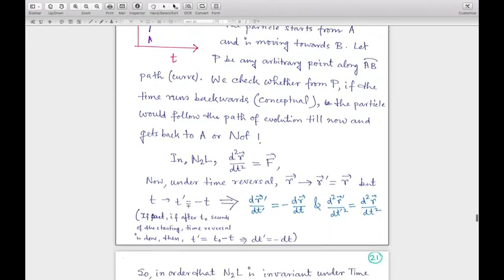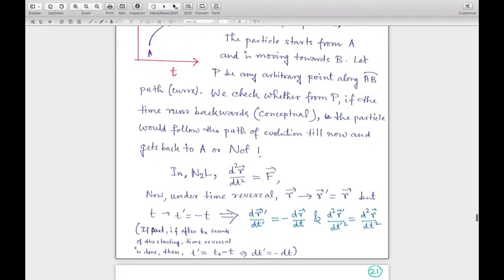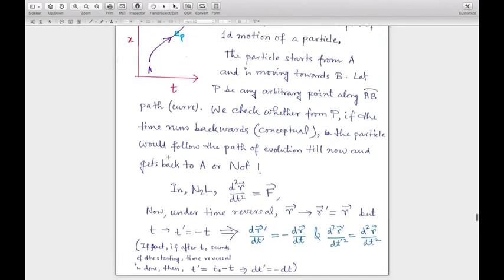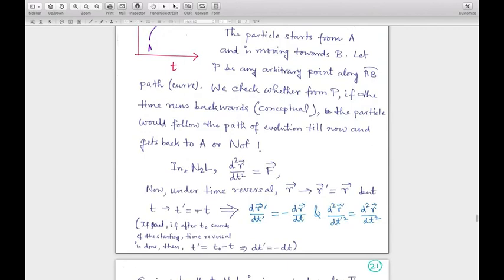But the t is now changing to minus t. In fact, if we start after t0 seconds, it depends on how we make the initial instant in our watch. If we just make the initial instant at t0, that means if after t0 seconds of the real start from A the time reversal is done, then basically t prime will be t0 minus t and not minus t only. But in both cases, you can see that dt prime will be equal to minus dt. That means the changes will have different signs, right?